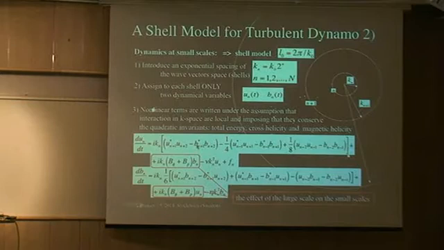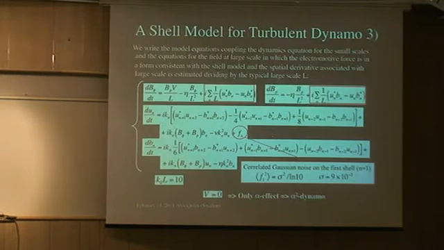The first, the second, and the third term on the right side are the nonlinear terms. This term and this one describe the effect of the large-scale magnetic field on the dynamics at smaller scales. Nu is the kinematic viscosity, eta is the magnetic diffusivity, and Fn is the forcing that we have applied on the velocity field fluctuation. So we can write the full set of the model equations in which we have written the turbulent EMF in a form consistent with the shell model.